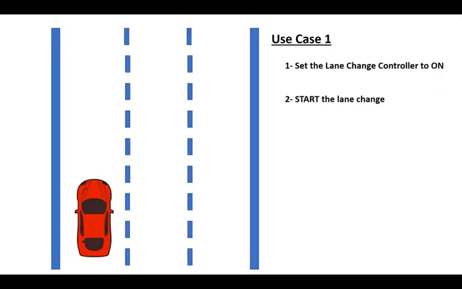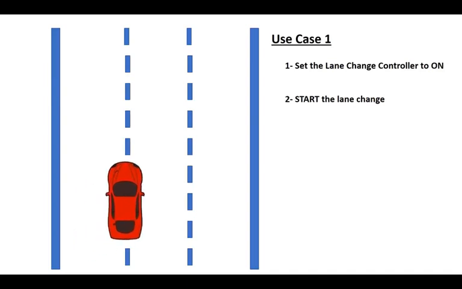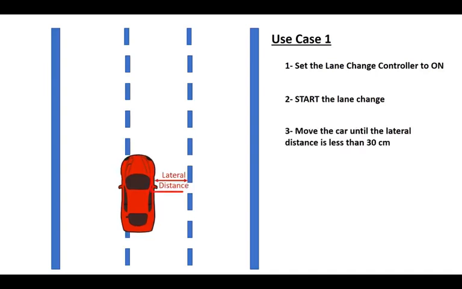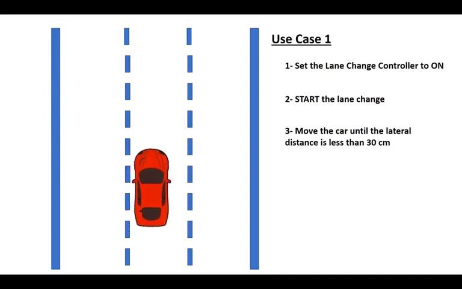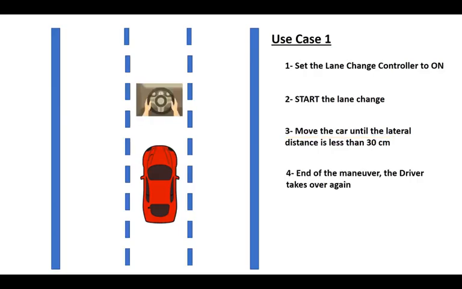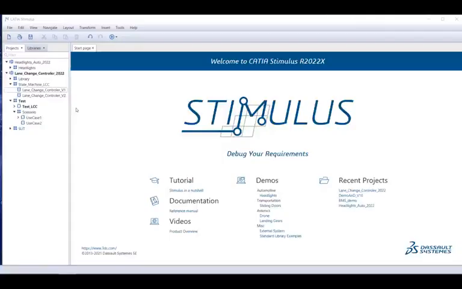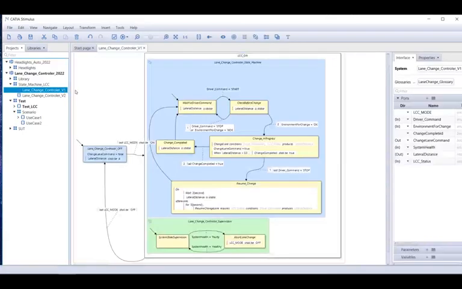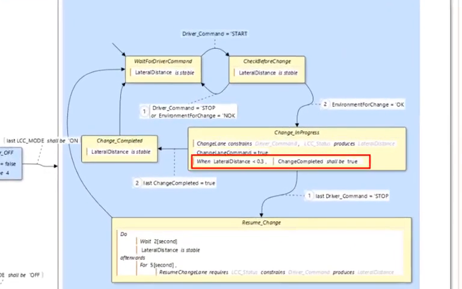Let's take the example of the lane change controller. After a request from the driver, the maneuver begins. The system will measure the lateral distance from the car sensor to the lane markings and stop the maneuver when it is at the designated distance. The function is described in CATIA stimulus with this state machine that also includes textual requirements.